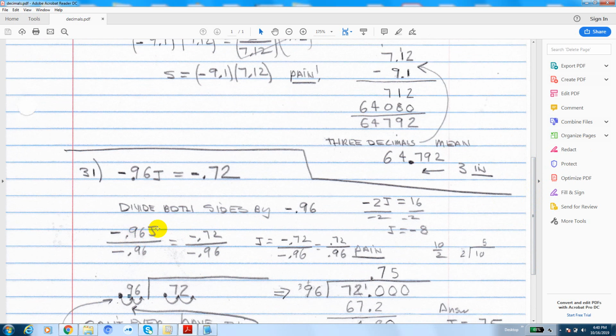You divide both sides by this number, and you are stuck with this answer, negative 0.72 divided by negative 0.96. The two negatives cancel out, and the answer is 0.72 divided by 0.96.